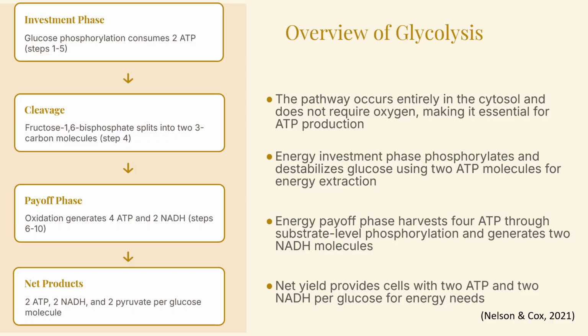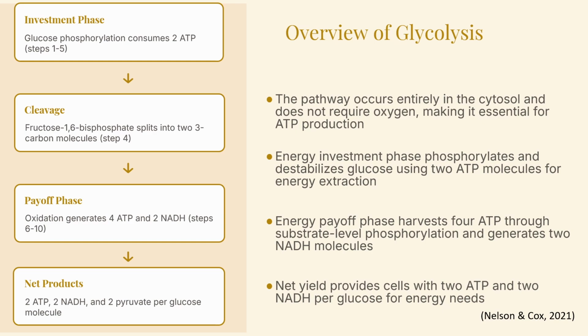During the energy investment phase, the cell uses two molecules of ATP to phosphorylate glucose and its intermediates. The phosphorylation process adds phosphate groups to the glucose molecule, which destabilizes it and prepares it for subsequent breakdown. Although this step requires an initial input of energy, it is necessary to make the glucose molecule more reactive and easier to split later in the pathway.